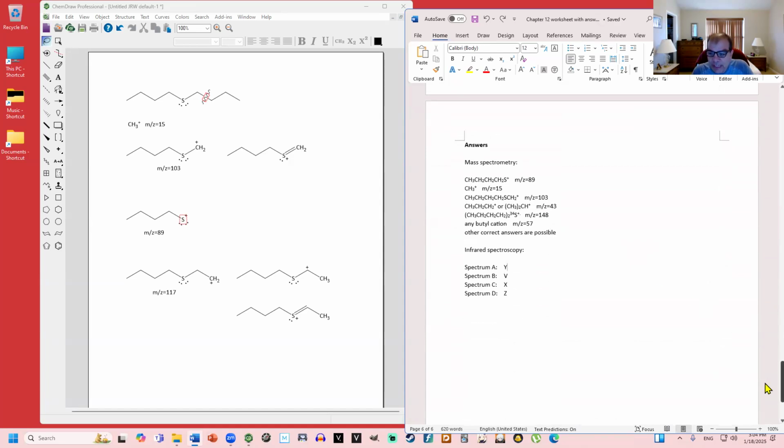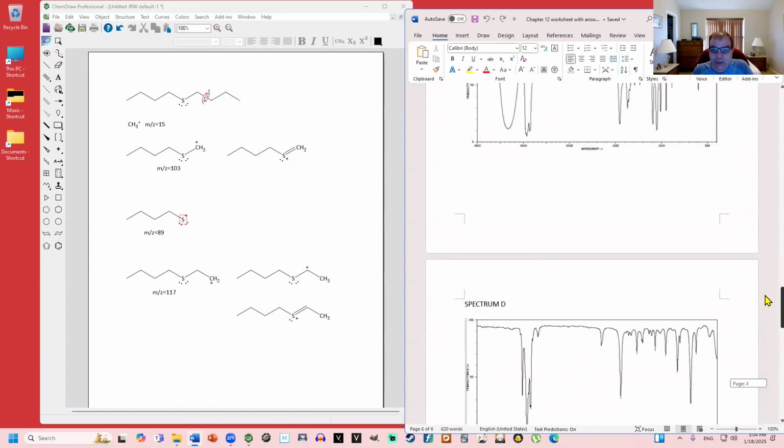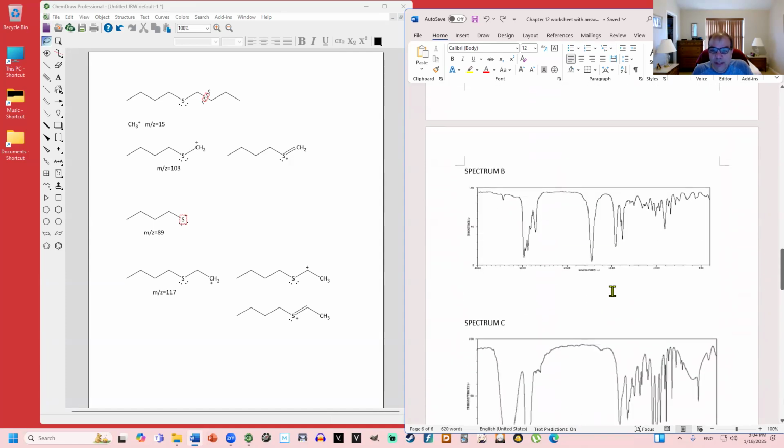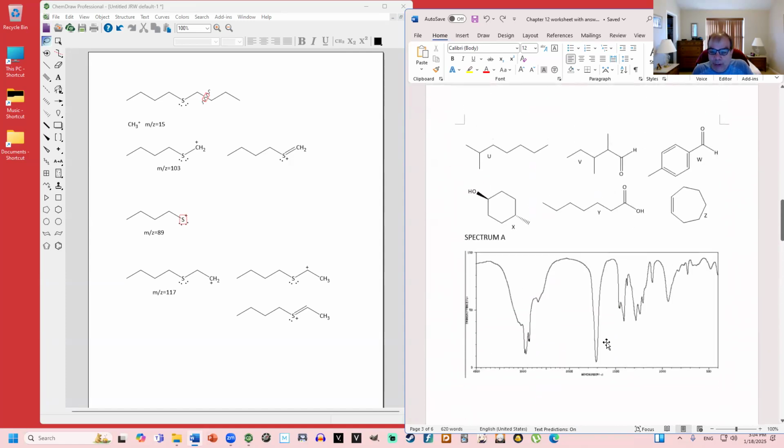Right, so spectrum C is X, as the answer key correctly has. Let's move back to spectrum A. Spectrum A also has a couple really obvious signatures in the IR spectrum. It first of all has this really ugly broad peak that pretty much obliterates most of the higher frequency end of the spectrum. That's something we talked about in class.